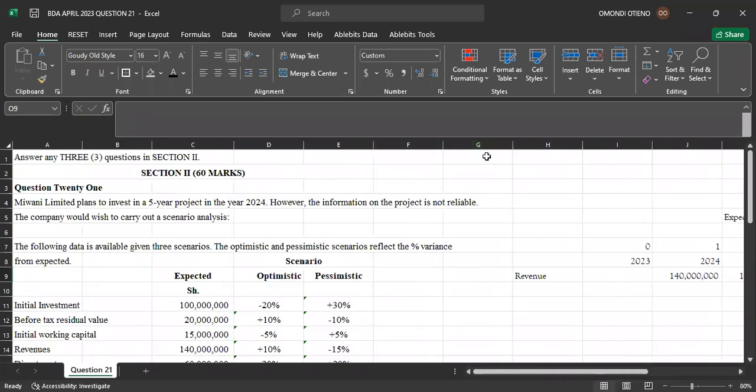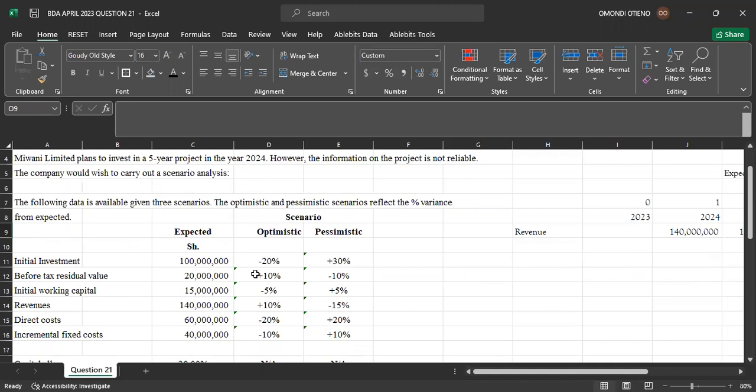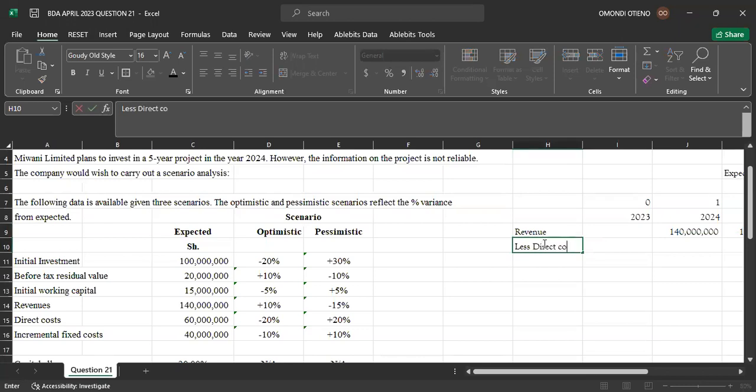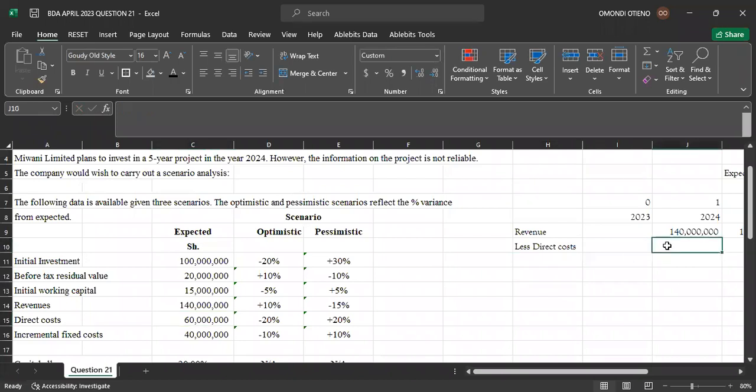After revenue, remember when dealing with this, they're going to give you the cost in two categories, the variable and the fixed costs. So do we have the variable costs? The variable cost, of course, is direct material and direct labor, as discussed in management accounting. So we are going to less direct costs. The direct cost given to us here in 2024 is 60 million.